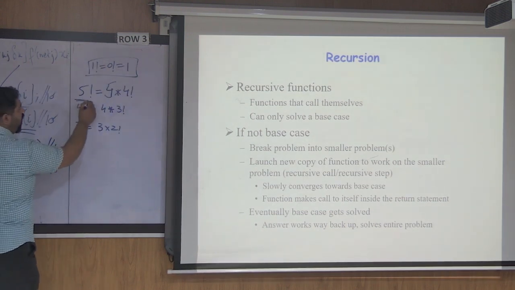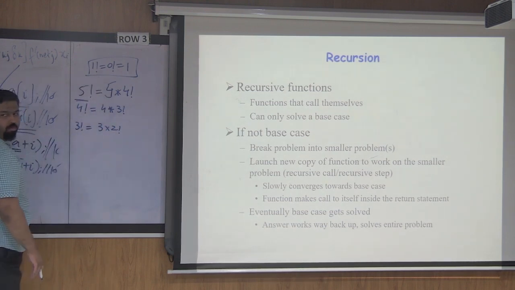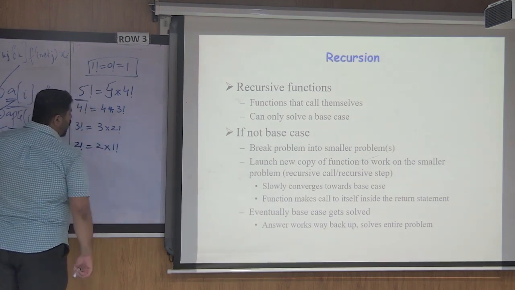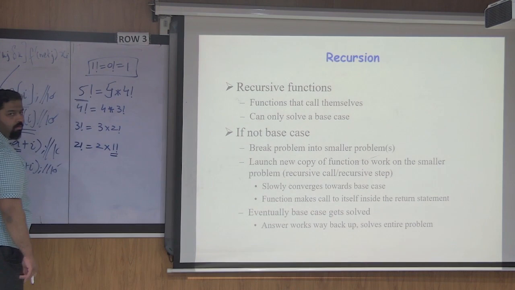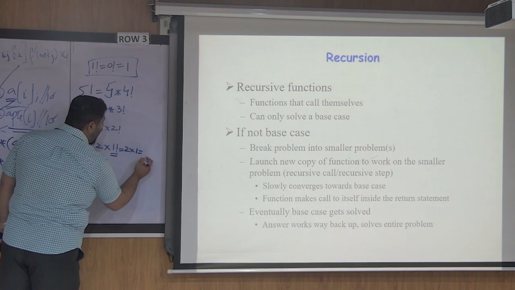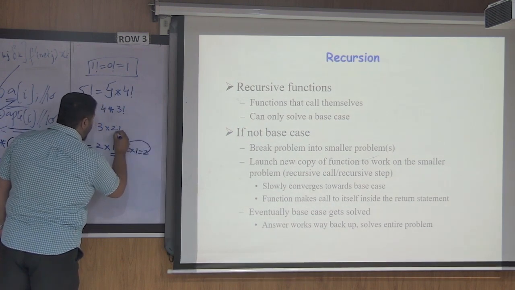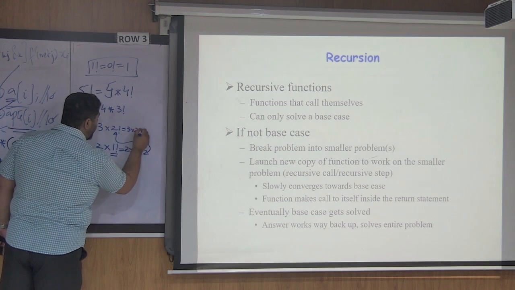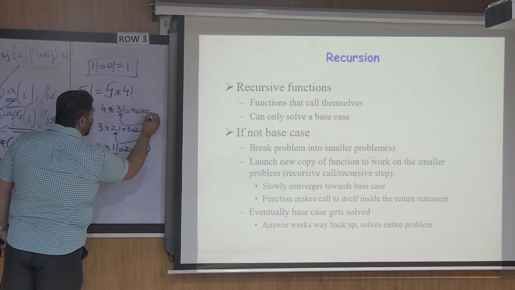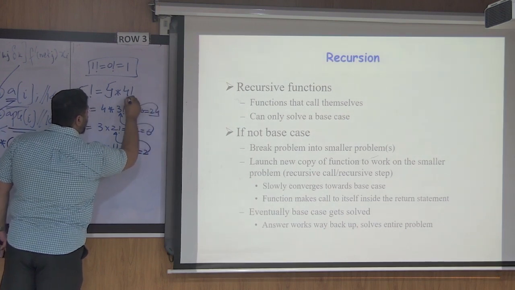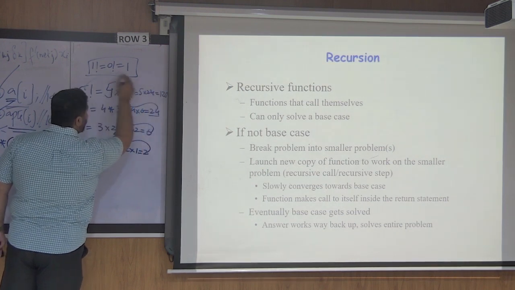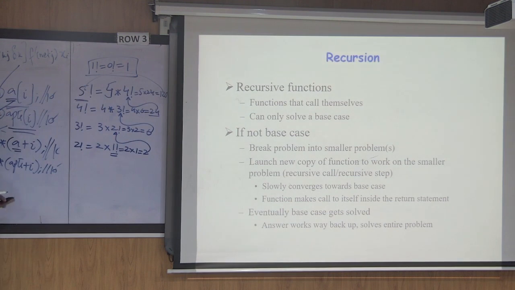We have this problem, and we are breaking it down into smaller pieces or components. 2 factorial equals 2 into what? Is it the base case? 2 into 1. What is the answer? Plug it over here. 3 into 2 equals what? Plug it over here. 4 into 6 equals what? 5 into 24 equals what? This is how the problem gets solved, and this is actually recursion.